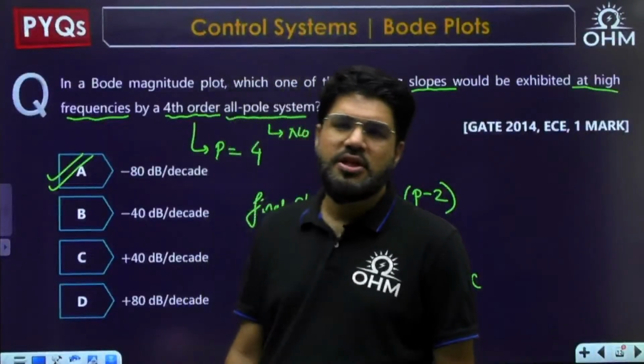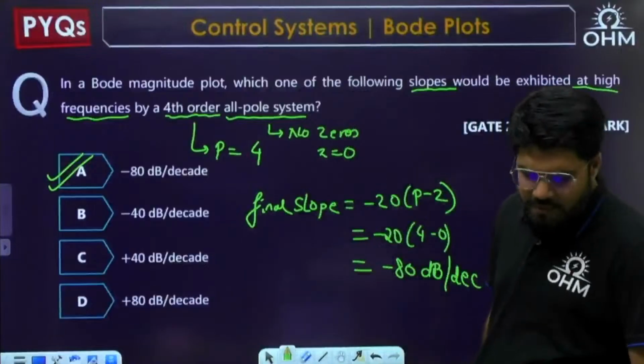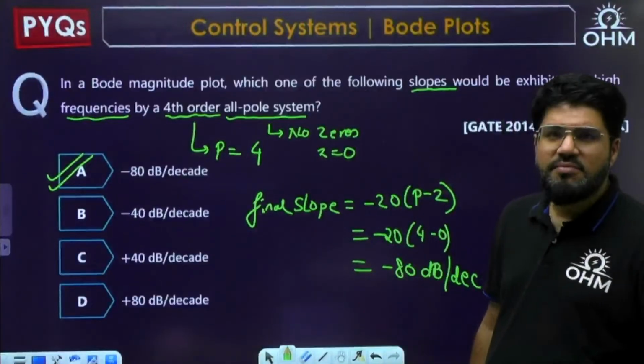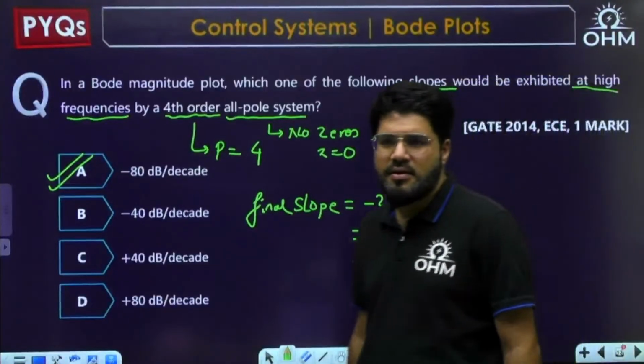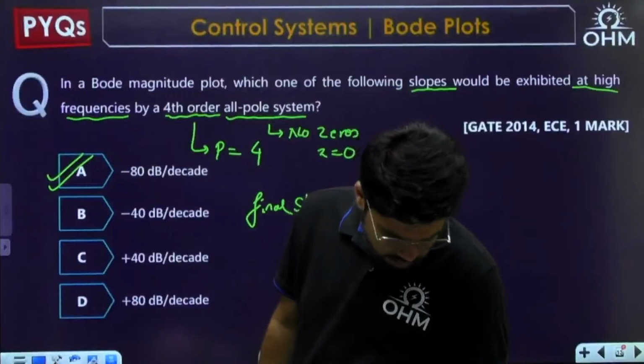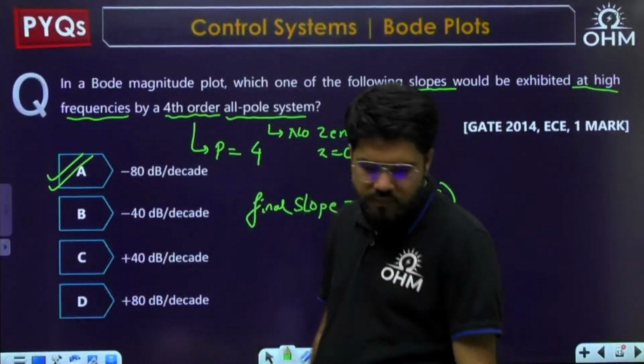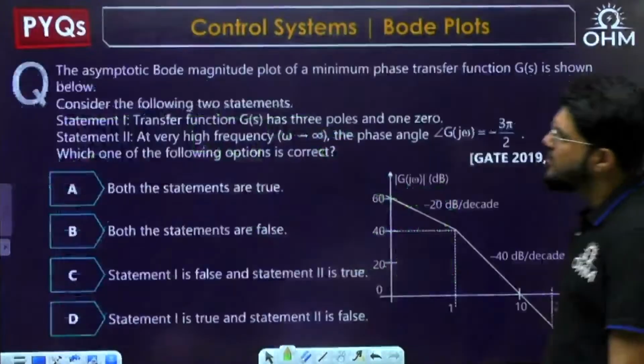Correct answer. This one is simple, but sometimes we get a 1 mark question on the very basic things about the Bode plot. Next question then.